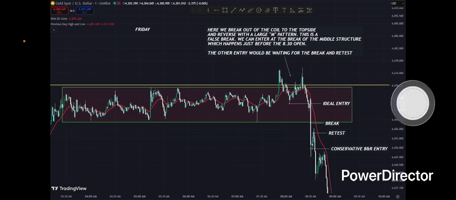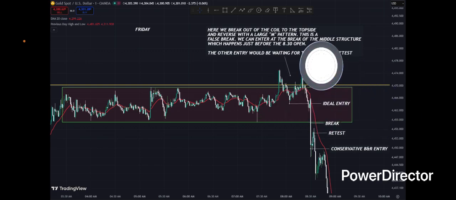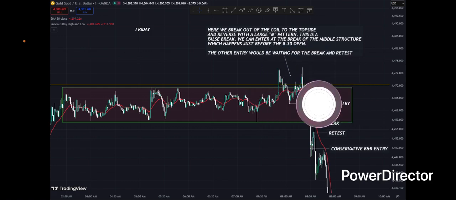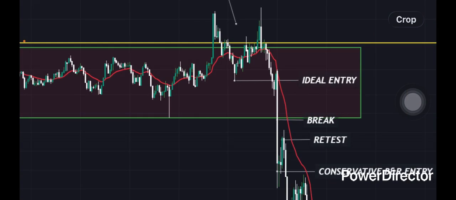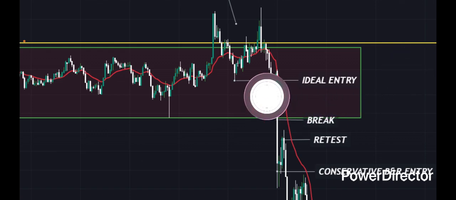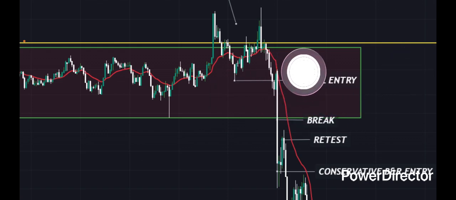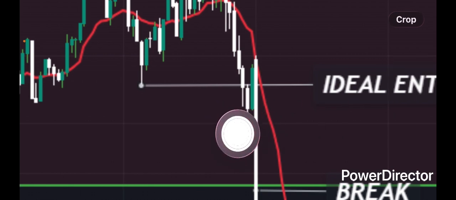Once that happens, all right, there's two ways we could be entering here. When we have this M pattern, once we break down below the middle structure of that M, we could be entering here. The problem is that this happens just before our 8:30 open. So if you're disciplined and you're waiting for that opening bell to ring, you might not have gotten in here, right? But this large candle, that is your 8:30 candle, right? And you might decide to get in there because that's 8:30 once we maybe break this low right here.